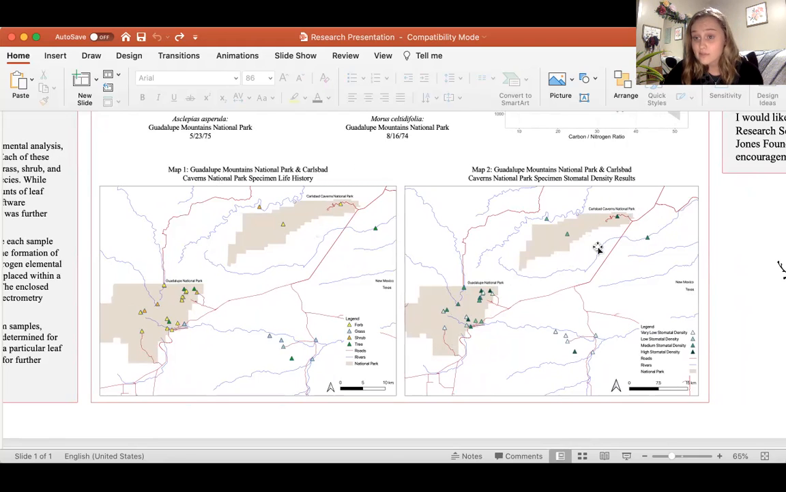The same for the Carlsbad Caverns. As we go up in elevation, we will see a greater amount of stomatal density in each of our plants. And then of course the 9K ranch is going to be a lower elevation, and like I said earlier, we will see very low stomatal density in that area.